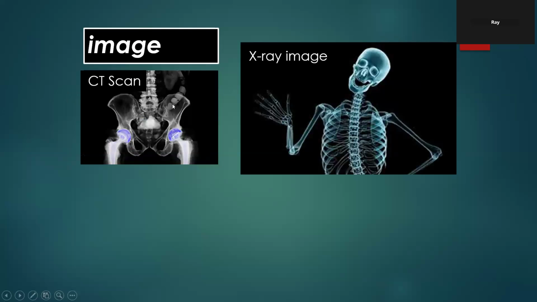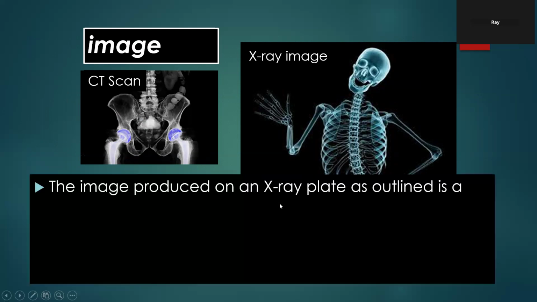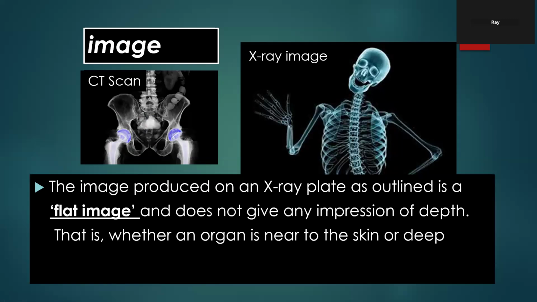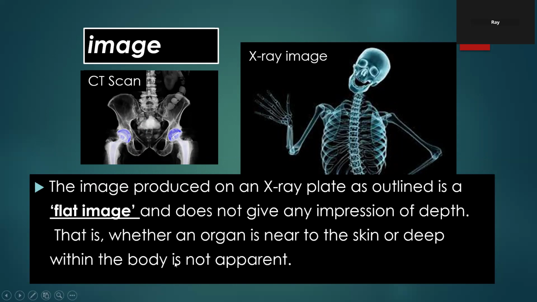This is a CT scan, which we will study later on if we have the time today. There's the X-ray image. The image produced on the X-ray plate as outlined is a flat image, two dimensions. That's why it means flat. It does not give any impression of depth. It doesn't show you the relationship between one tissue and another tissue. Whether an organ is near the skin or deep within the body is not apparent. When it's two dimensions, all of them are more or less the same distance.